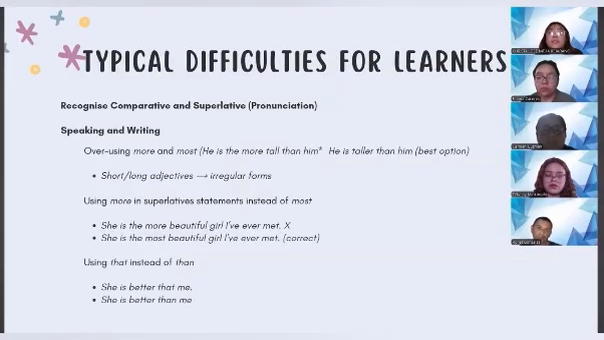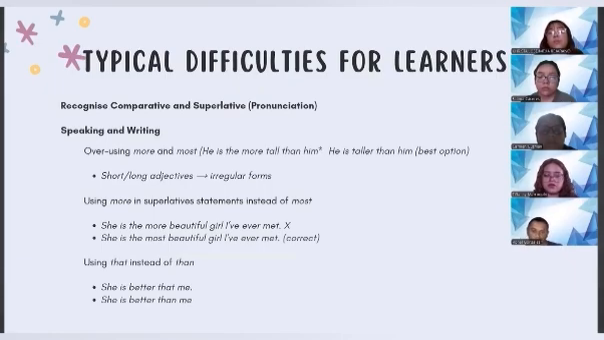And there are typical difficulties for learners. The first one is recognizing comparative and superlative. This has to do a lot with pronunciation because they can get confused if you are pronouncing a comparative or a superlative. And then we have speaking and writing.